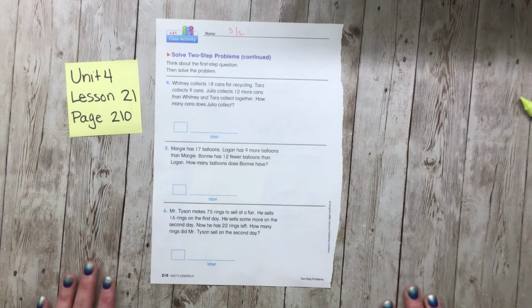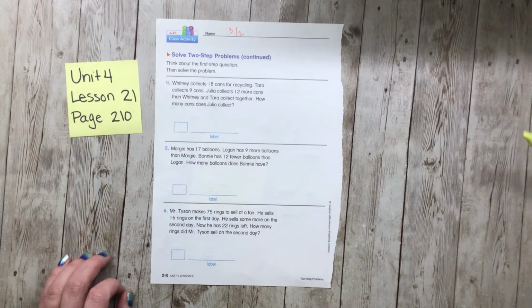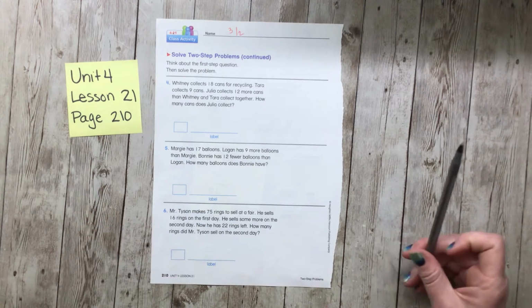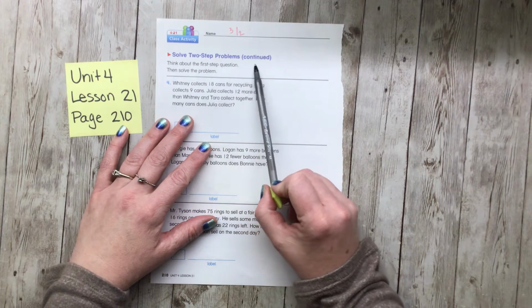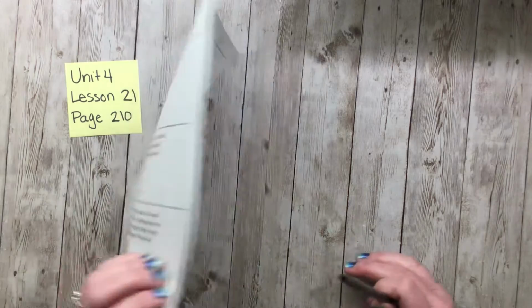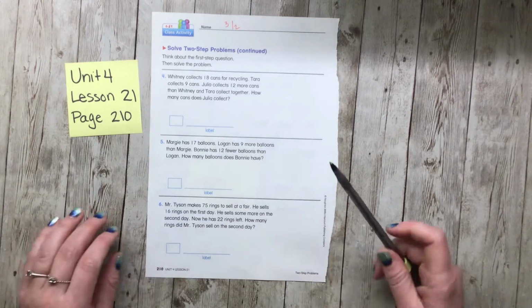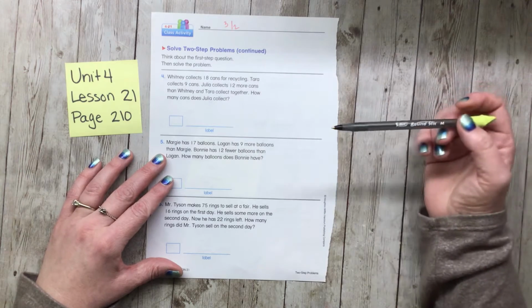Hi friends, so today we have Unit 4, Lesson 21, page 210. You will probably see right at the top, it says solve two-step problems, continued. So this is the same thing that we did yesterday. This is just the continued practice lesson of this. Think about the first step question, then solve the problem.